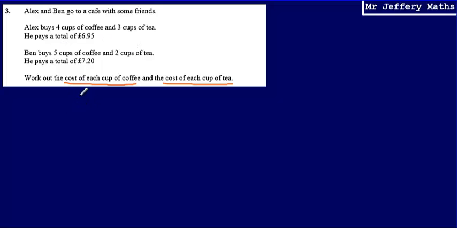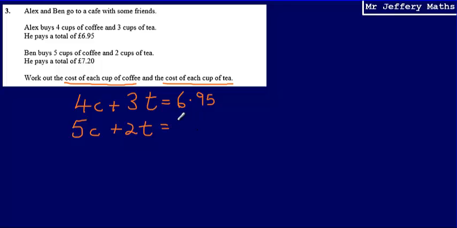So what I can say is that 4c plus 3t, so 4 cups of coffee, 4 lots of c, and 3 cups of tea, 3 lots of t, is equal to £6.95 in total. Doing exactly the same with the second piece of information, 5c plus 2t will be equal to £7.20. So now I've got my simultaneous equations.